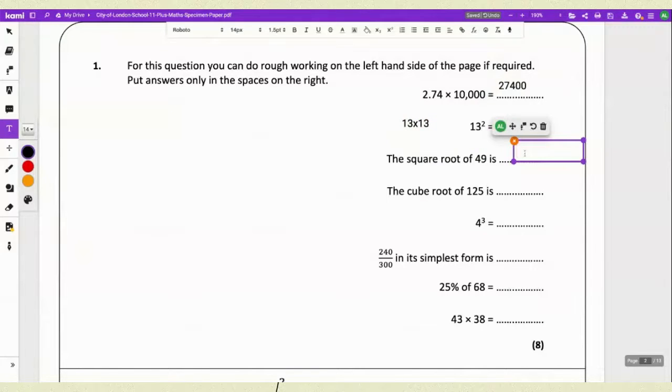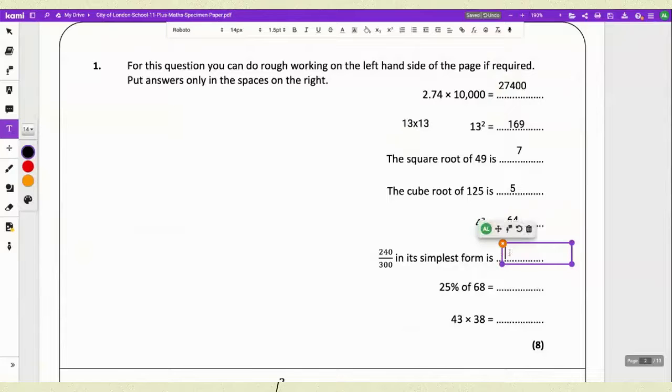The next one is the square root of 49. You need to think about it another way: which table do you get 49 in? Your answer is 7. The cube root of 125 is obviously 5. And 4 cube means 4 multiplied by 4 multiplied by 4. That gives you 64.